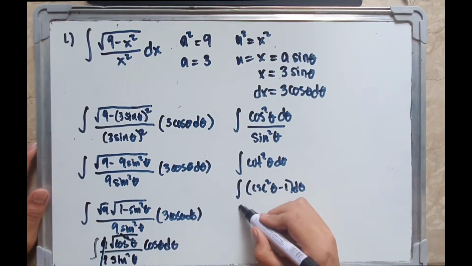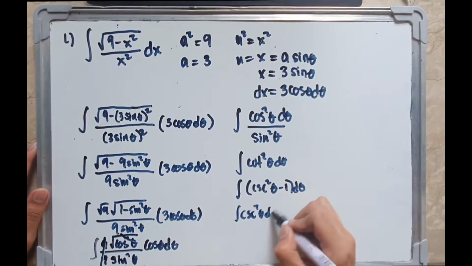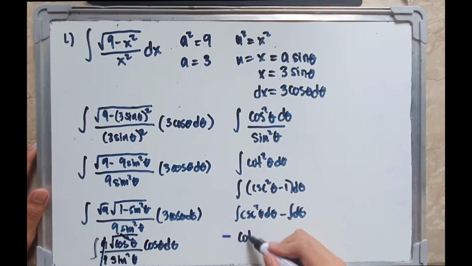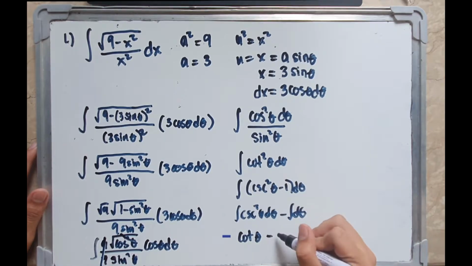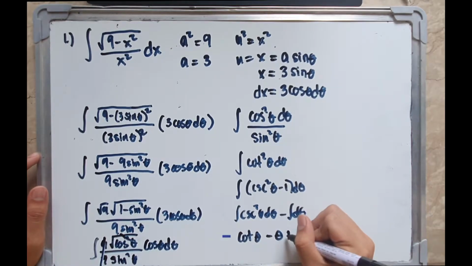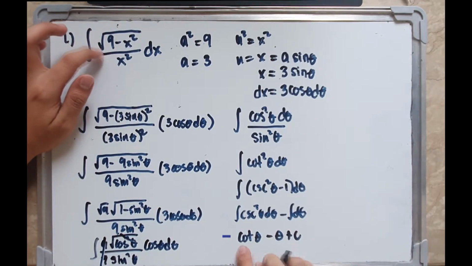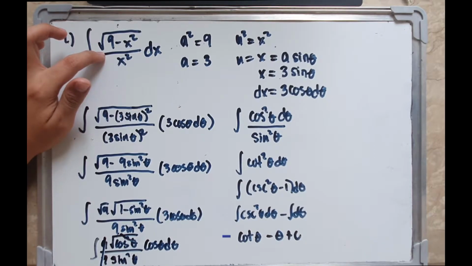Okay, so integral of cosecant squared theta d theta minus integral of d theta. Integral of cosecant squared theta is equivalent to negative cotangent theta, and the integral of d theta is theta plus c. This is our final answer for the trigonometric form. We will convert this into an algebraic form since this is not valid as a final answer for this algebraic function. So we will be converting this back in terms of algebra.